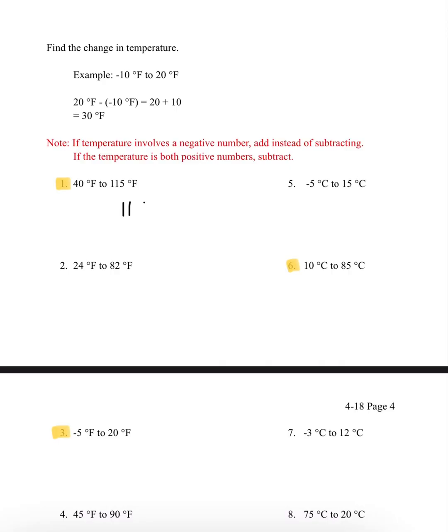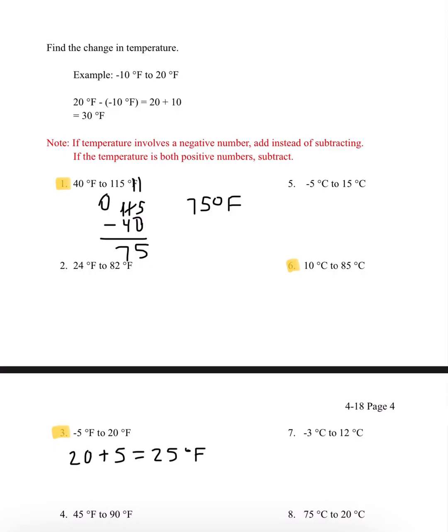So 115 minus 40. 5 minus 0 is 5. We borrow here, this becomes a 0. 11 minus 4 will be 7. So for number 1, our answer is going to be 75 degrees Fahrenheit. Number 3, we have negative 5 plus 20. If it's a negative number, we're going to be adding instead of subtracting. So we're just going to add 20 plus 5, which is 25 degrees Fahrenheit.